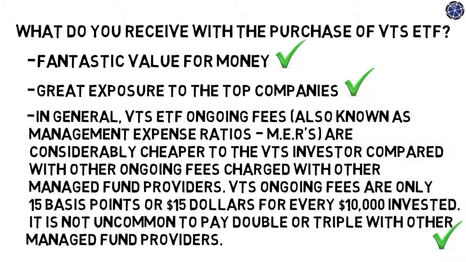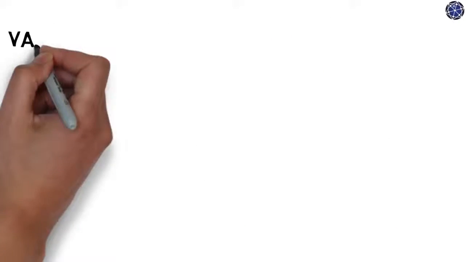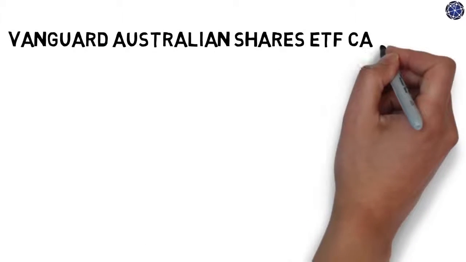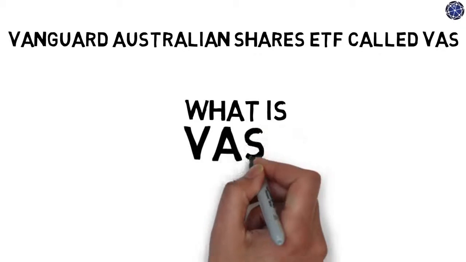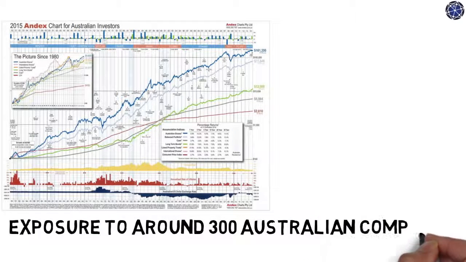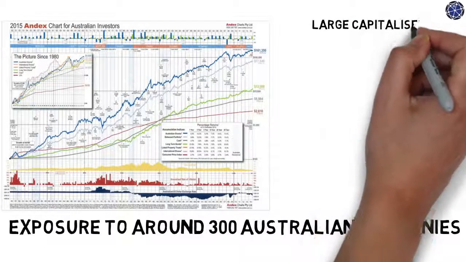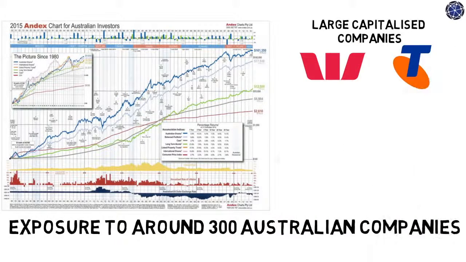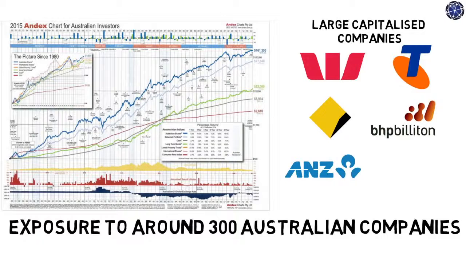Now let's move on to another example, where we're going to add a Vanguard Australian Shares ETF called VAS. What is VAS? If we look at an index chart, the blue line is a representation of the top 300 performing companies on the Australian Stock Exchange, which is exactly what VAS attempts to replicate. So the VAS ETF would give you exposure to around 300 Australian companies, including the larger companies, also called large caps or large capitalised companies, such as Westpac, Telstra, CBA, BHP, ANZ and Woolworths.